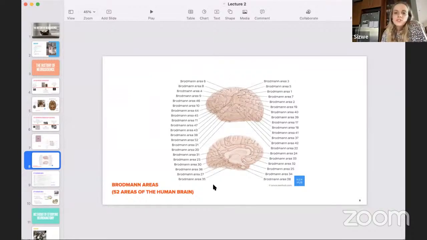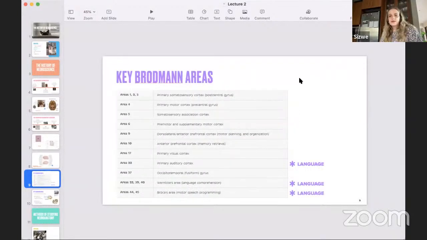52 areas of the brain. You have to learn all of them. I'm joking, you only have to learn a couple. You can see all these little sections. He mapped those out and said, this chunk of the brain seems to deal with this, and this chunk of the brain does that. Here are the key ones that we're going to look at. We're going to mostly look at them in terms of examples and scenarios.